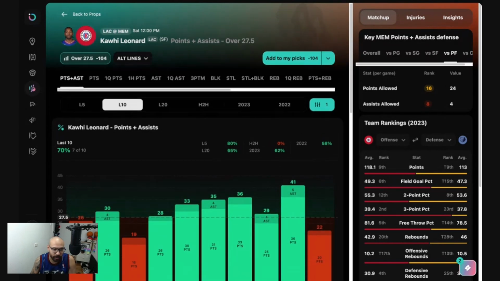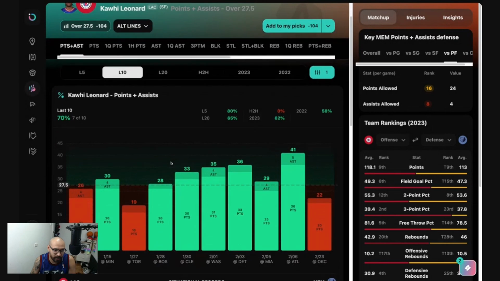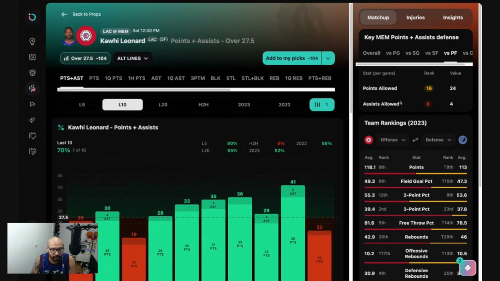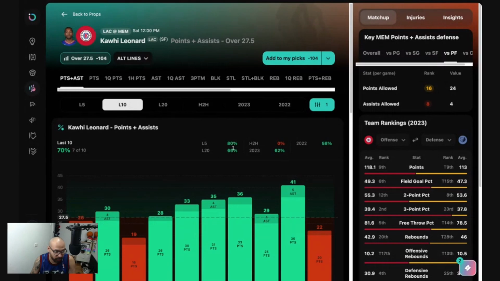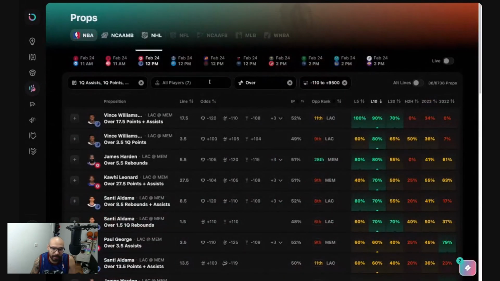But once again, the only thing working in the favor of this bet is his form over his last 10. The matchup isn't good, and his head-to-head matchup isn't good either. So if there's really 3 things I'm looking for, I'd really need to see at least 2 of those being hit before I consider the bet. Kawhi Leonard doesn't meet that quota. What else do we have to look through?